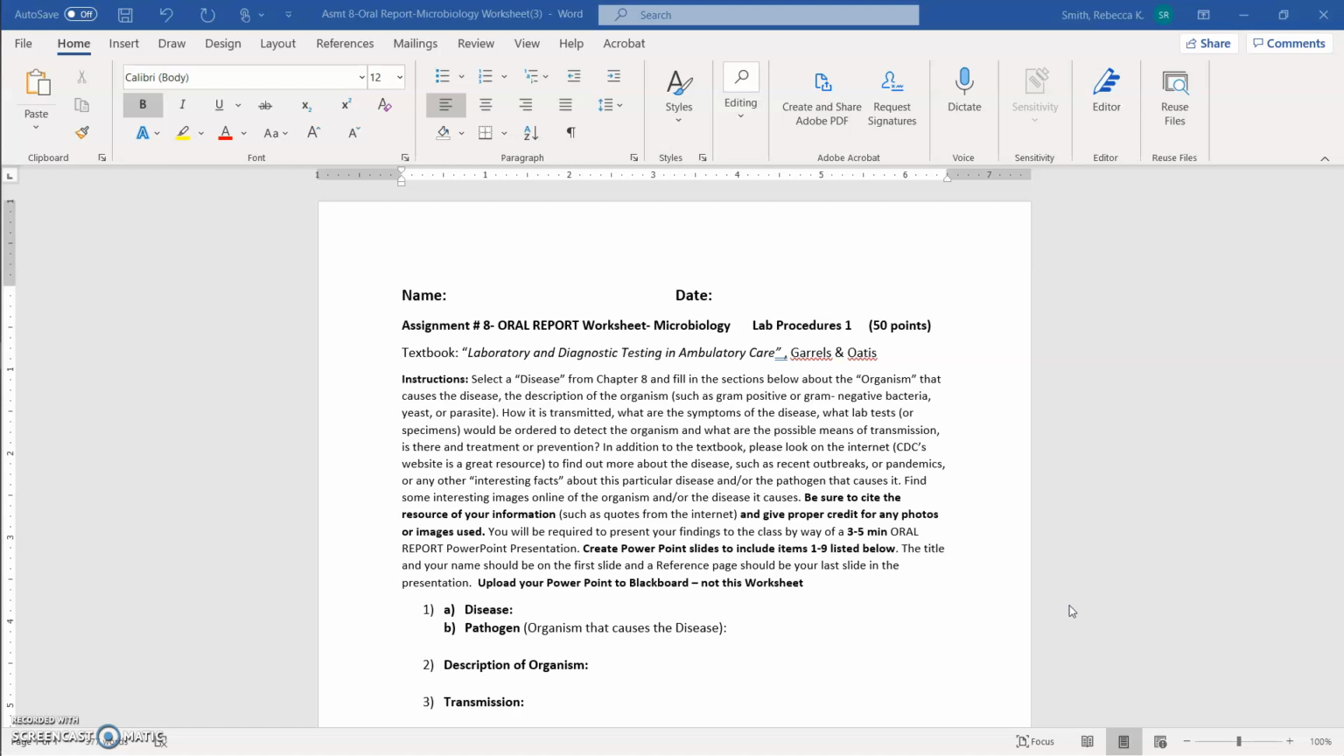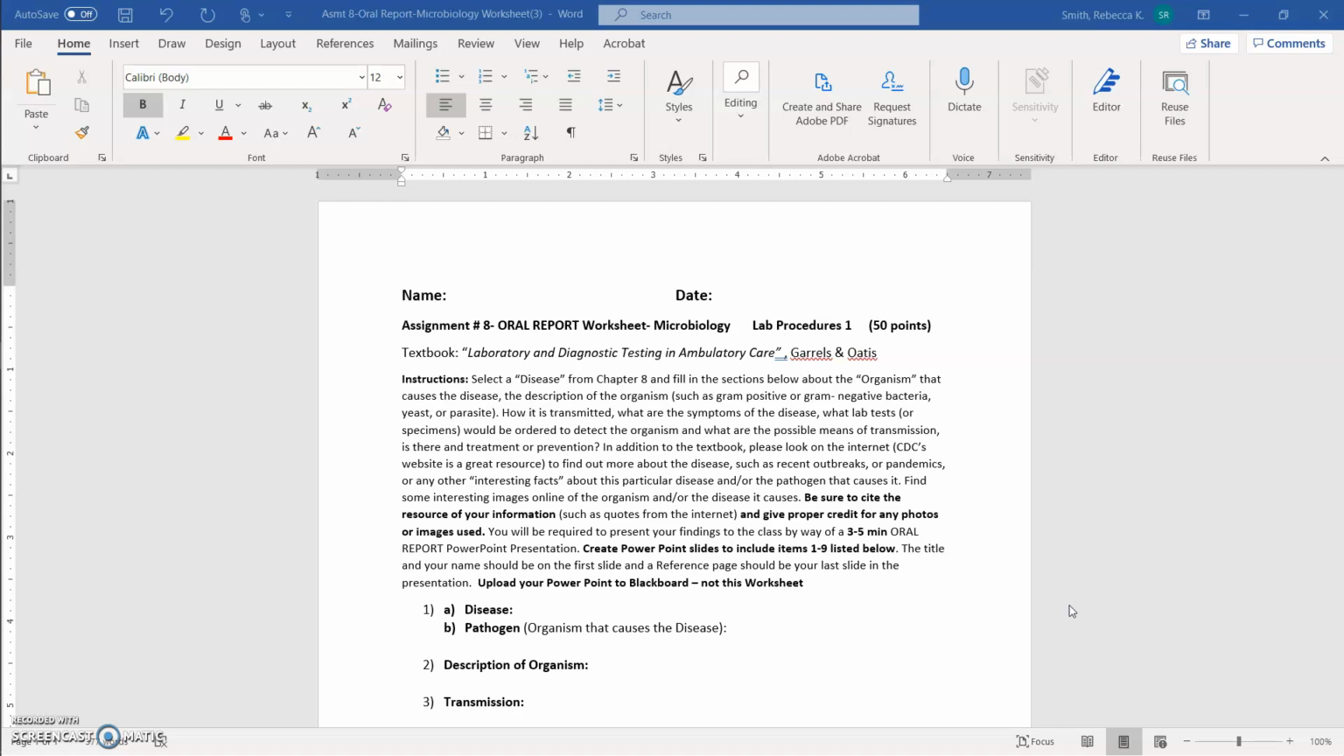So assignment 8 is actually an oral report about microbiology. You're going to go in your textbook and select a disease from chapter 8, and fill in these sections below about an organism that causes a disease. You're going to describe that organism, how it's transmitted, what the symptoms are, what lab tests should be ordered to detect that organism, and what the possible means of transmission are. Is there a treatment or prevention, for example?